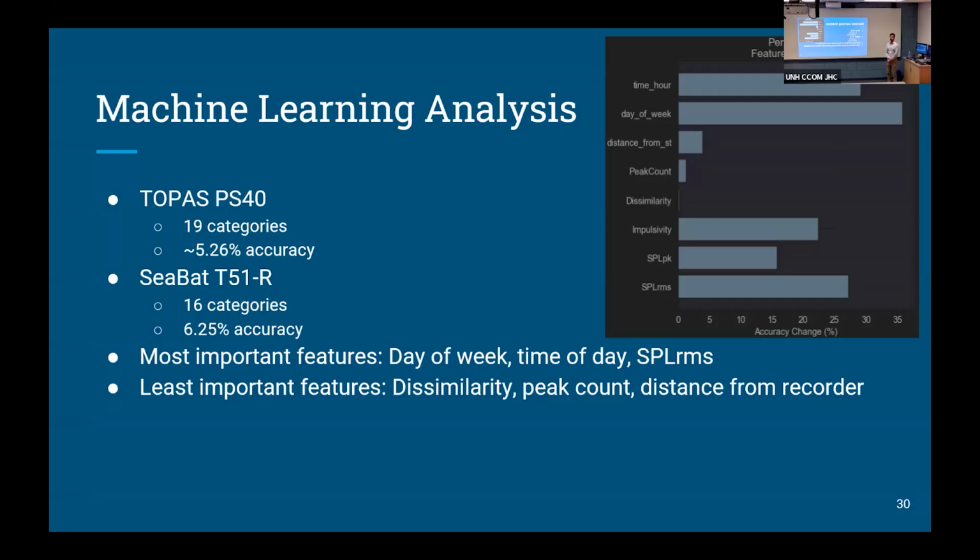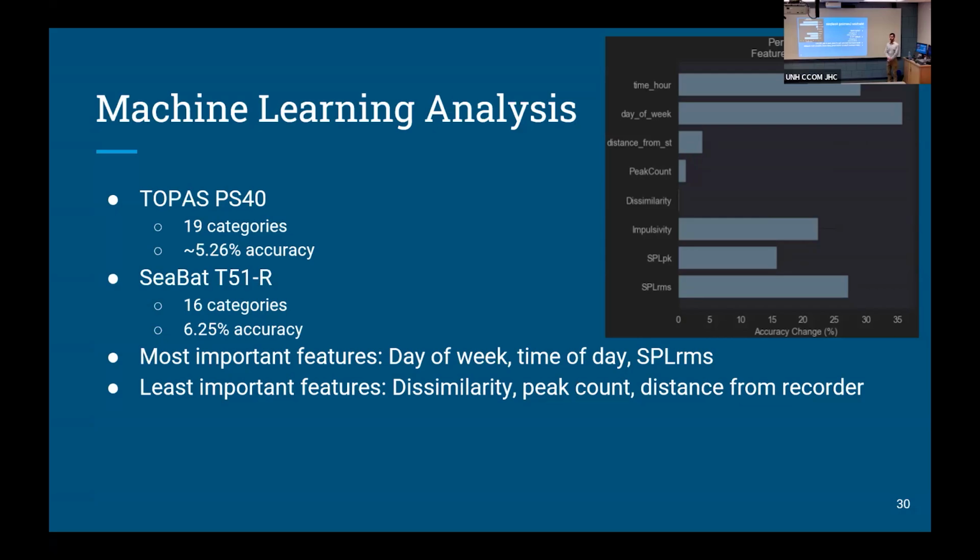They're all being used as input, and essentially what this is showing is, after it's already been trained and tested, trying it again with randomizing each of these features and finding out how much accuracy it drops each time. So for time of day and day of the week, it dropped by about 20% accuracy, down to like 30 or so. Versus dissimilarity, if it was completely randomized, it barely lost any accuracy.